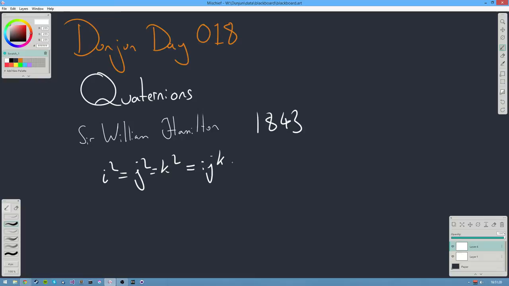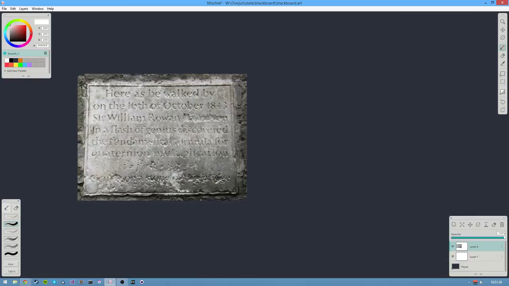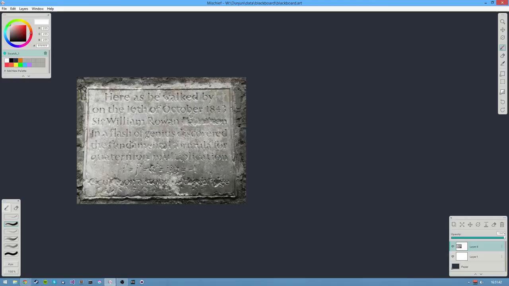Now, I don't know how he came up with this or why he came up with this. He just did. He thought, I've just thought this up and it seems interesting. I've got a picture here from Wikipedia, and this is public domain, so it's absolutely fine. This is actually a plaque on that bridge. It says, here as he walked by on the 16th of October, 1843, Sir William Rowan Hamilton, in a flash of genius, discovered the fundamental formula for quaternion multiplication: i squared equals j squared equals k squared equals ijk equals negative 1.